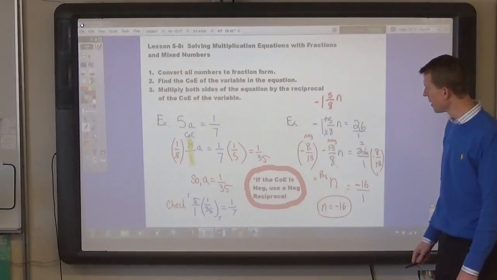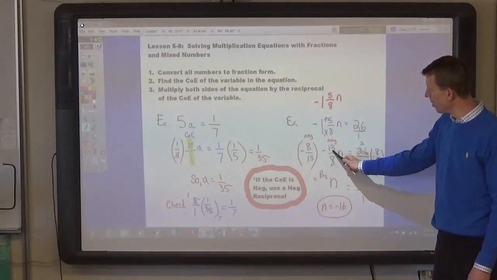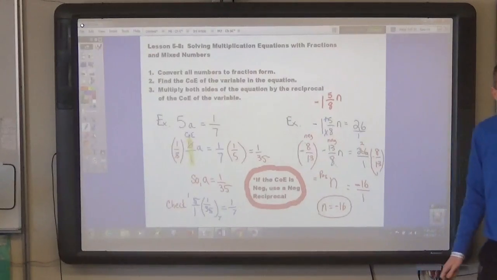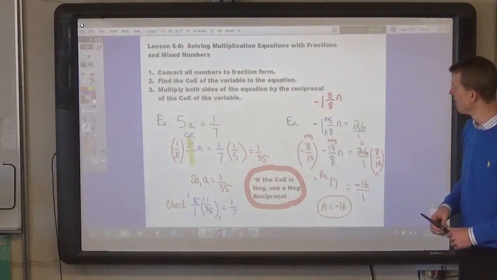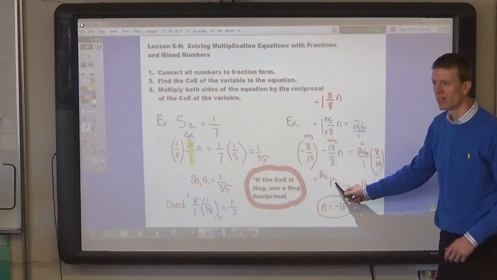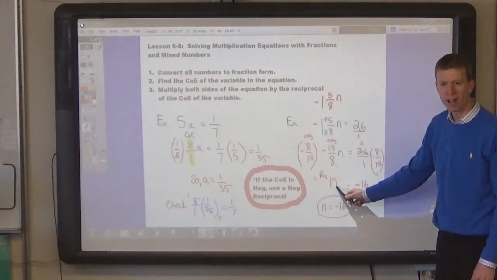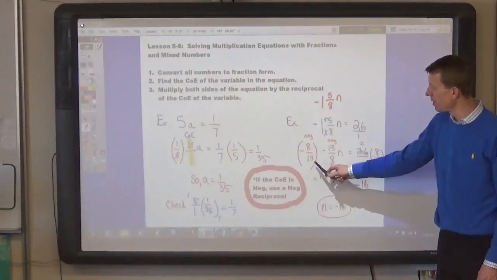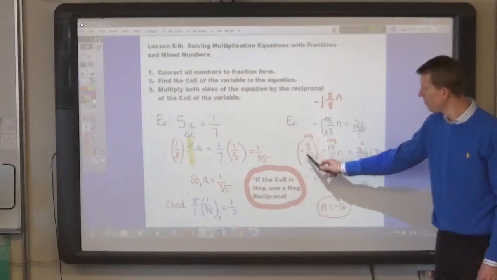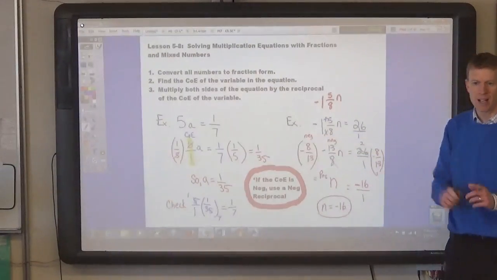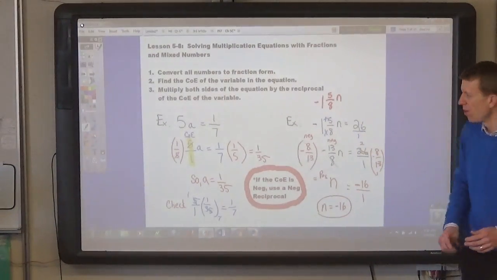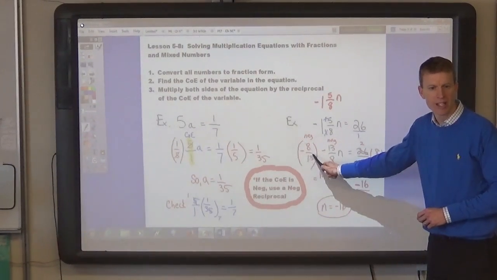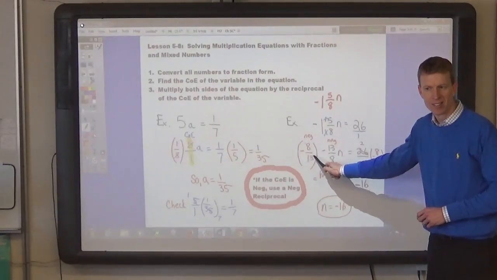Okay. Now we go back to the problem, and we have a negative coefficient. Okay. If you're starting with a negative coefficient, how can you get a positive n or a positive 1n? You're going to have to use a negative reciprocal in order to get a positive n. So if the coefficient is negative, then the reciprocal is also going to be negative. Okay?